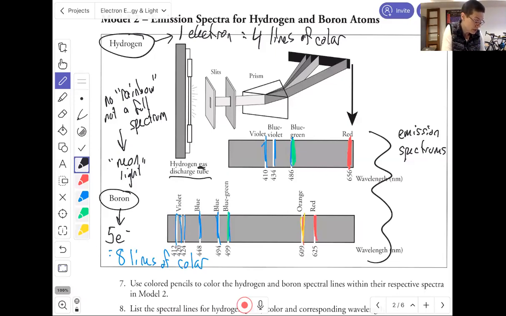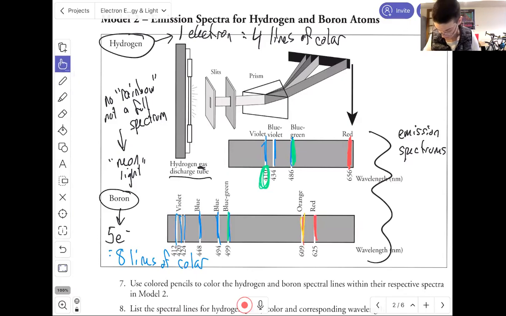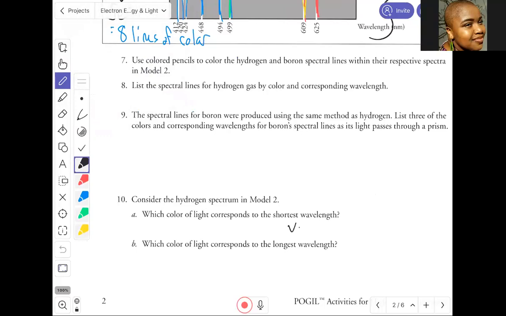So, all right. So if I look at, I don't really care about questions 7, 8, and 9. So if I look at question 10, which color of light corresponds to the shortest wavelength here? Violet. All right. That's my shortest wavelength here, right? That 410 is my wavelength. So it is going to be violet. So same thing, shortest wavelength. And so therefore my longest wavelength is, again, red.